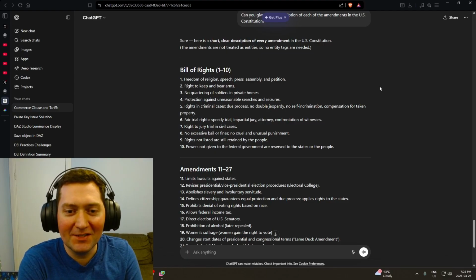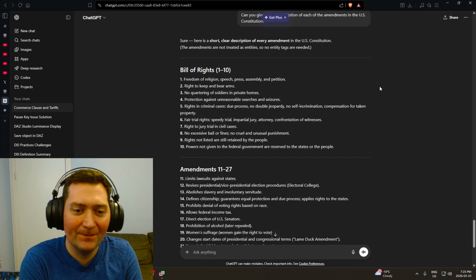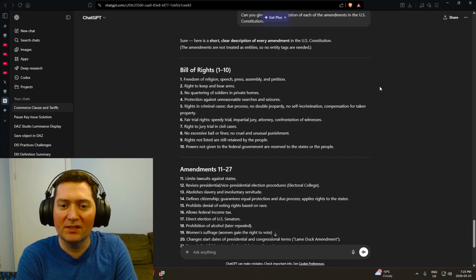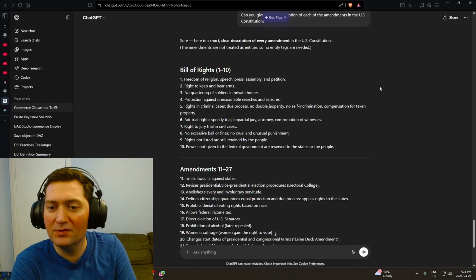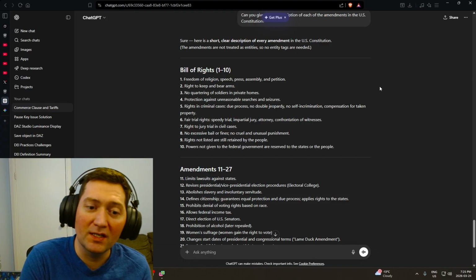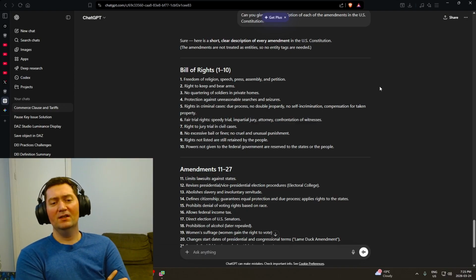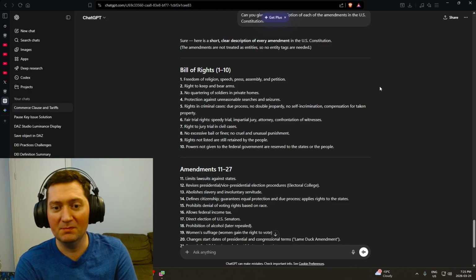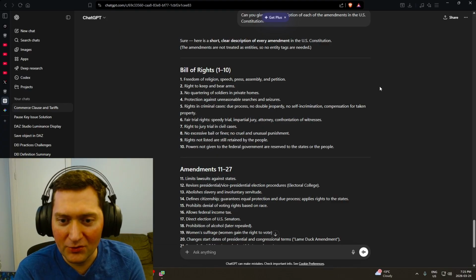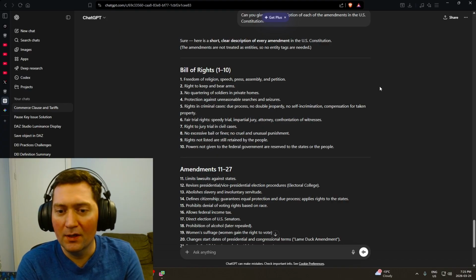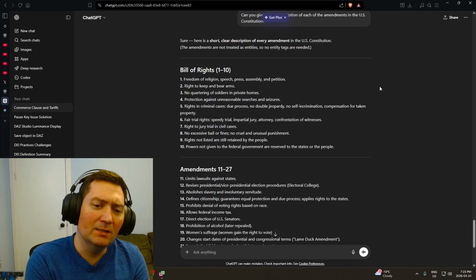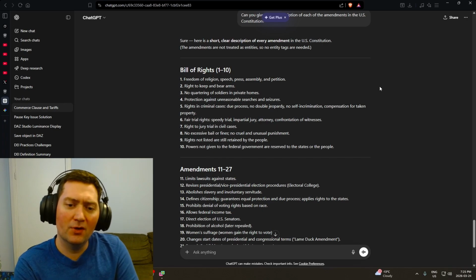Number 4, protection against unreasonable searches and seizures. Number 5, rights in criminal cases. Things like due process, no double jeopardy, no self-incrimination, compensation for taken property. Number 6, fair trial rights. Things like speedy trial, speedy-ish, impartial jury, attorney, confrontation of witnesses. Okay. Number 7, right to jury trial in civil cases.